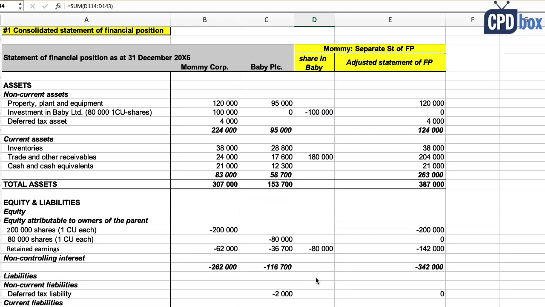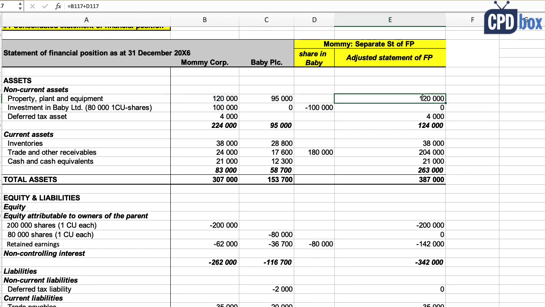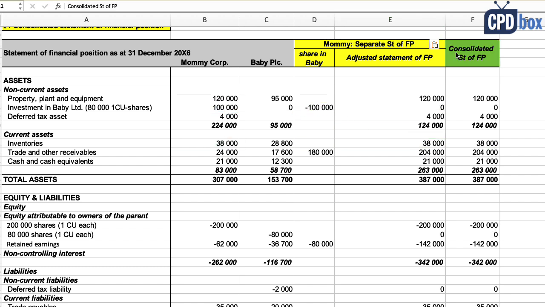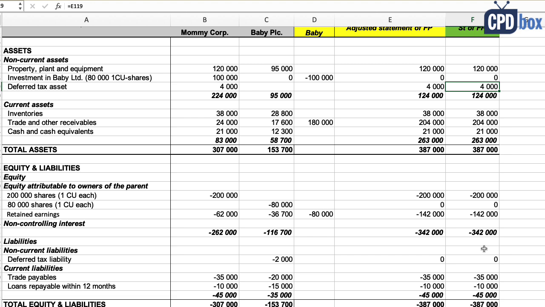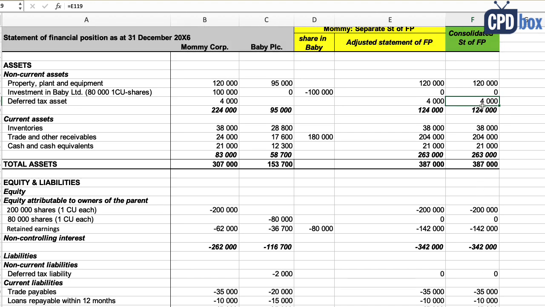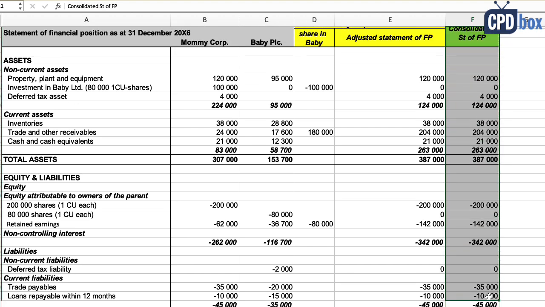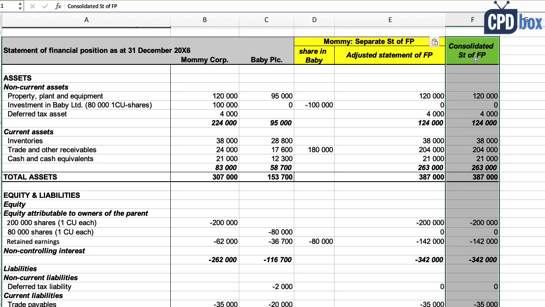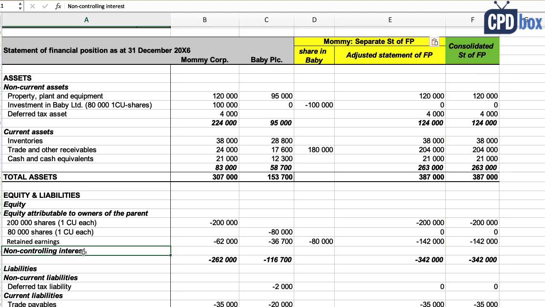And so, adjusted Mommy's individual statement of financial position is just its original plus this adjustment. And then this adjusted statement is the consolidated statement of financial position itself. So you can see no goodwill, no non-controlling interest, retained earnings, only those of Mommy. It's that easy. Well, let me also mention here that it is still consolidated, not individual, because that group must publish consolidated financial statements. It had control of subsidiary during the year, right?